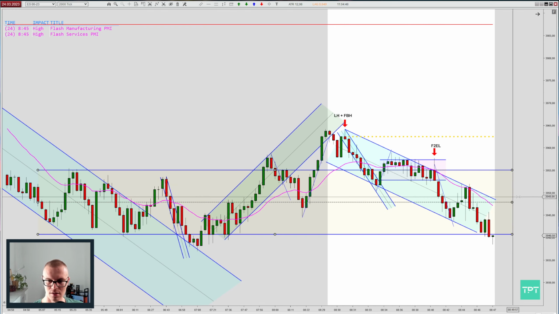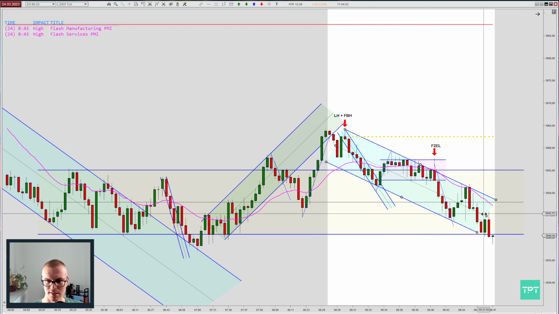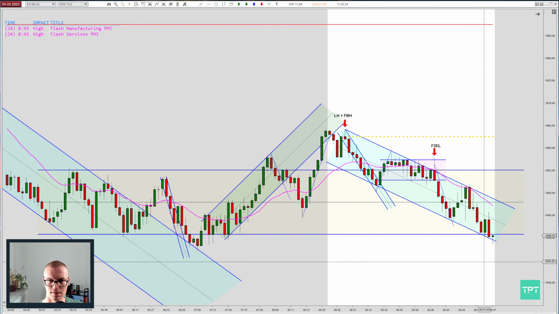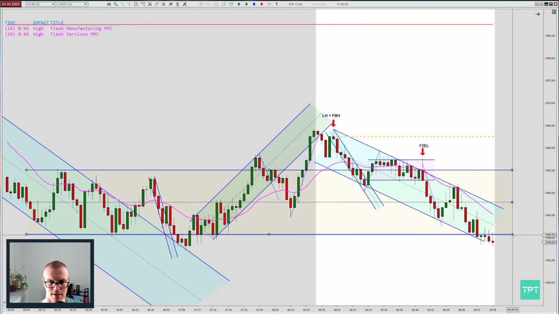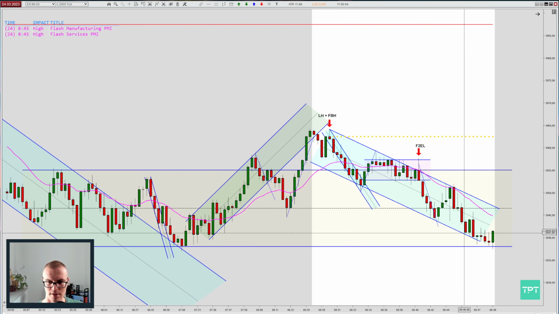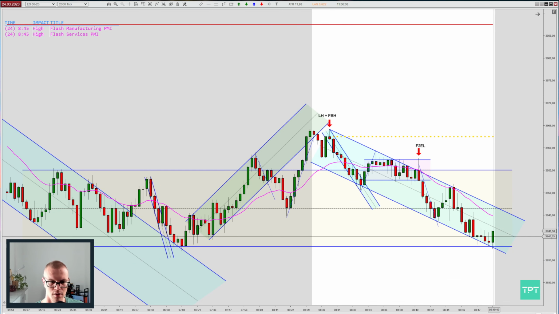We are touching the range support here, and we are still within this downtrend structure here. Bouncing off this range support here, you can see maybe we have to extend the range a bit like this, and we get a strong bull bar working higher here.